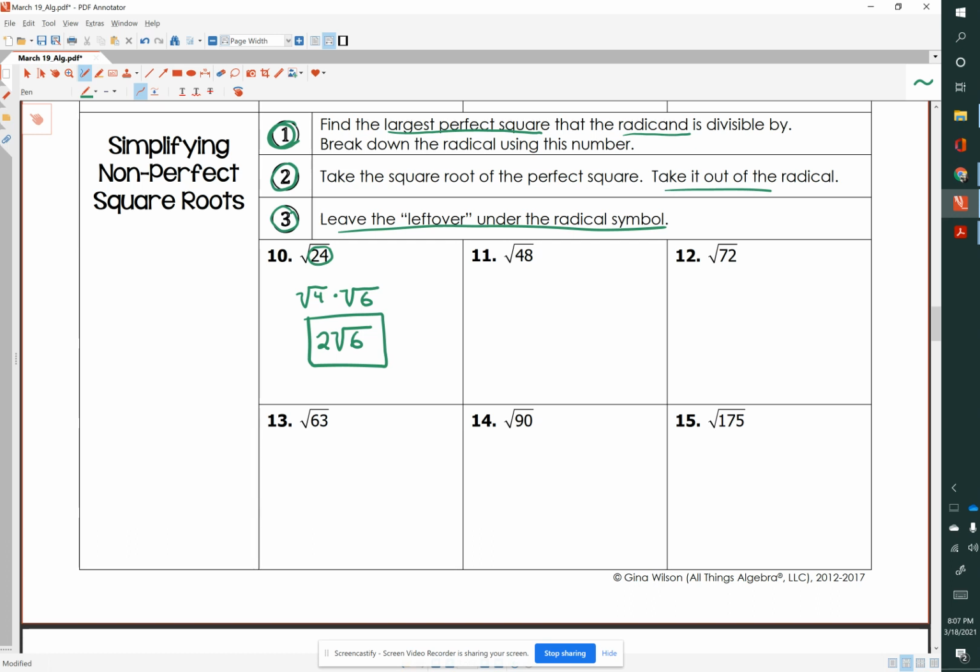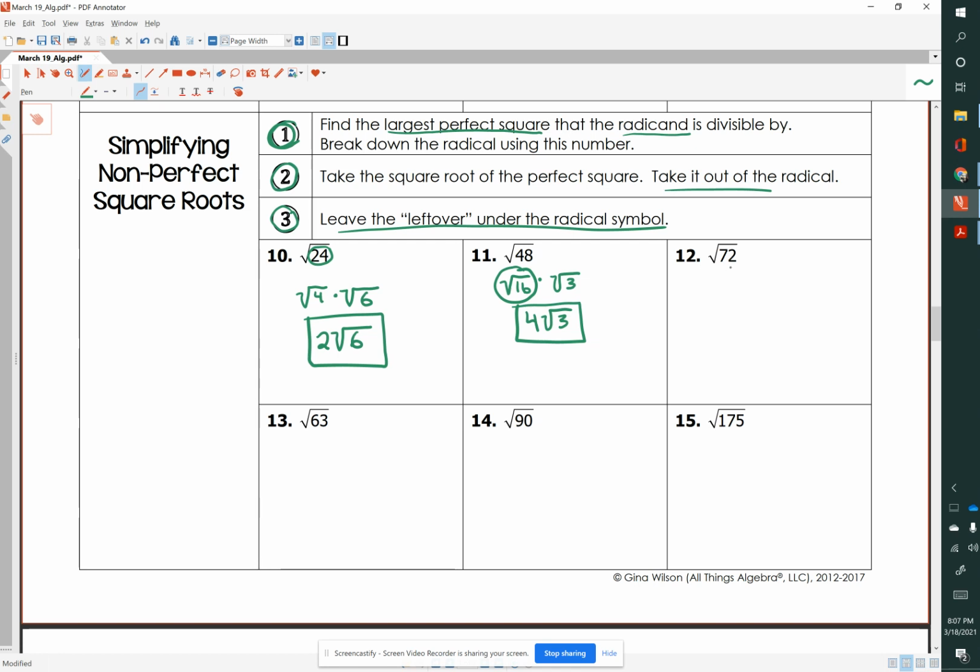Now, number 11 is square root of 48. Well, the square root of 48 can be thought of as the square root of 16 times the square root of 3. And the square root of 16 is a perfect square, so that will be 4 times the square root of 3, because 4 times 4 is 16.